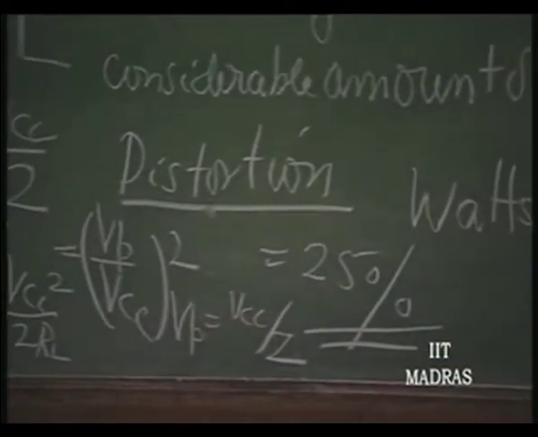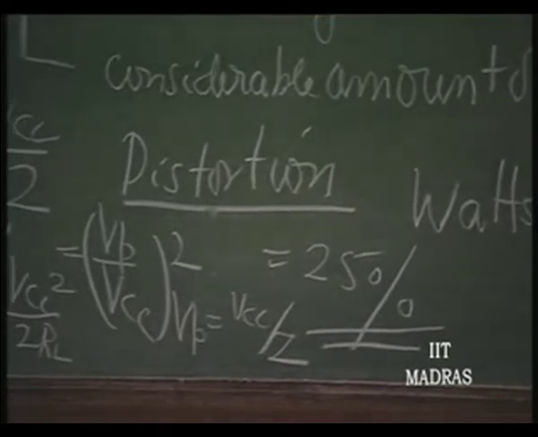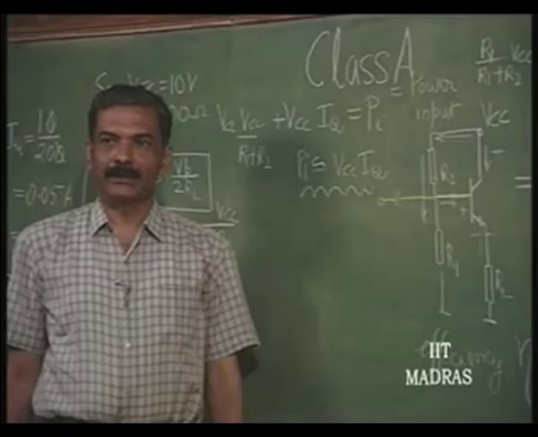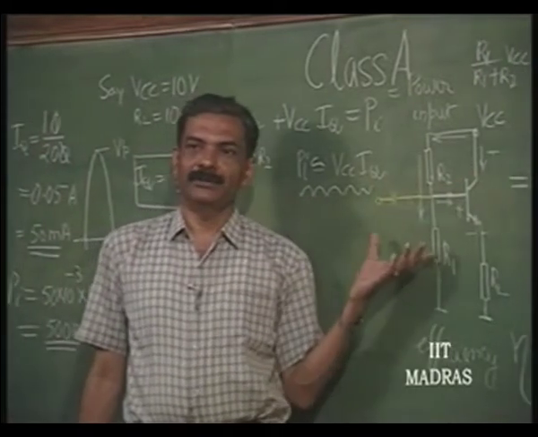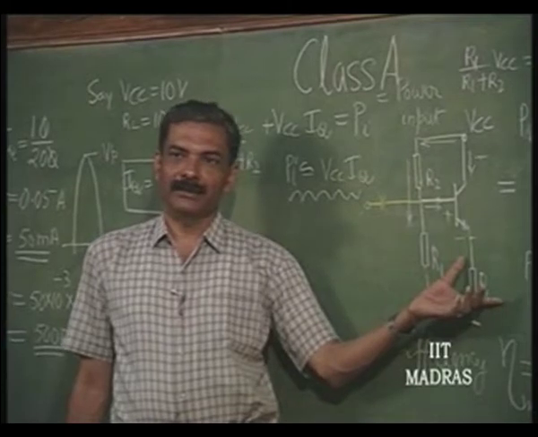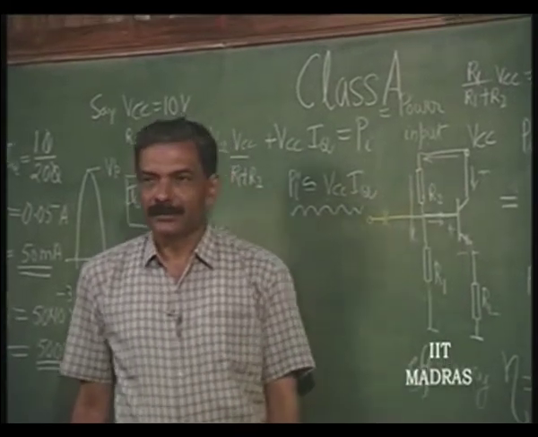So, let us understand this very clearly. Maximum efficiency of this class A stage as given here is 25%. Such is the case of any class A stage. I have used for demonstration only common collector stage. Even if you use common emitter stage with load here, such is the case, right.